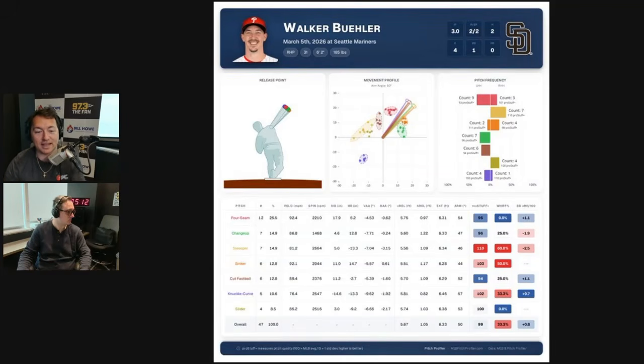Here's the caveat to that, though. Induced vertical break. That measures how much the pitch resists gravity. That's what that stat means. And all you need to look for in an induced vertical break is if it's above 15 inches, it's good. If it's above 18 inches, it's elite. His fastball yesterday, 17.9 inches on the induced vertical break. That is excellent ride on his fastball.